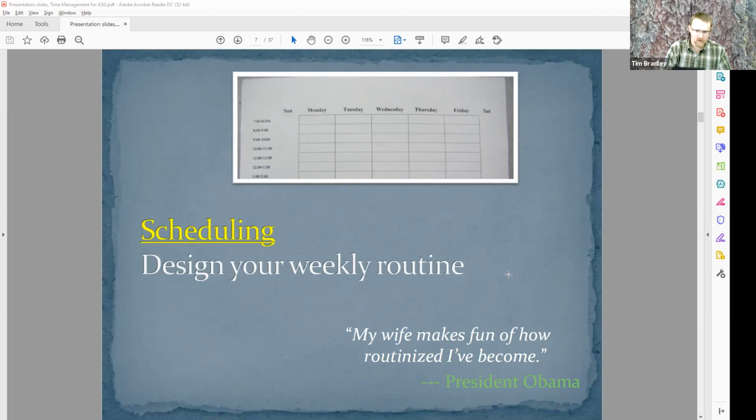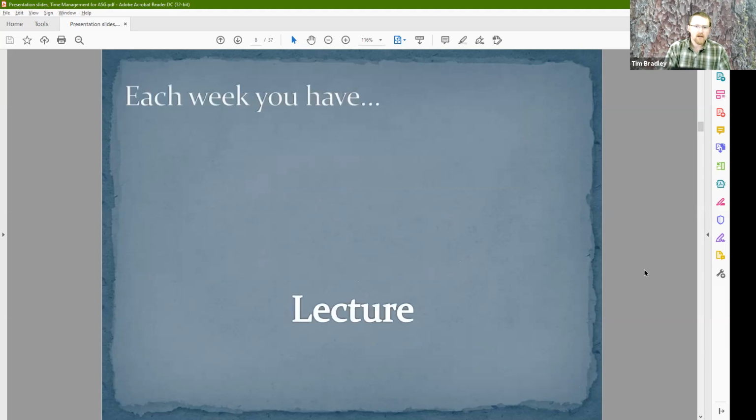President Obama has a nice little quote here. He followed a routine so that he could get his workouts in, and apparently Michelle made fun of him for that. Here are the details.